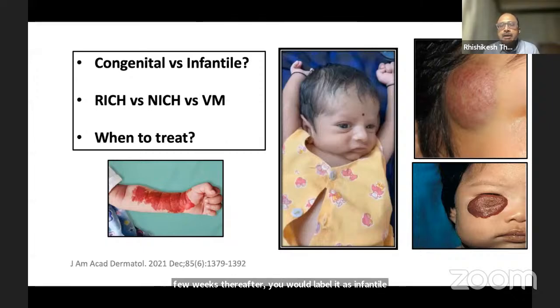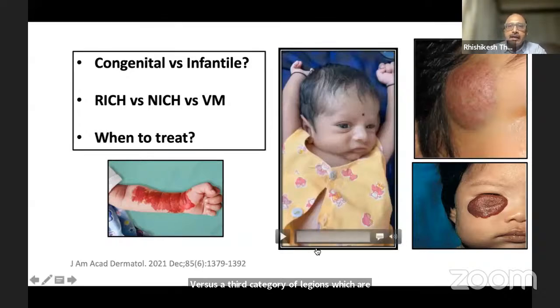Why is it equally important to know the time of appearance? Congenital hemangiomas don't follow the rule of proliferation, involution, and disappearance, versus infantile hemangiomas which follow that rule. Infantile hemangiomas, if requiring treatment, are amenable to drug therapy, which is not so when it comes to congenital hemangiomas. If you have a congenital hemangioma, you are further going to ask, is it RICH or is it NICH? What does it mean? Is it a rapidly involuting congenital hemangioma, or is it a non-involuting congenital hemangioma? Simply because this will help in terms of prognosis. Versus a third category of lesions which are present at birth.